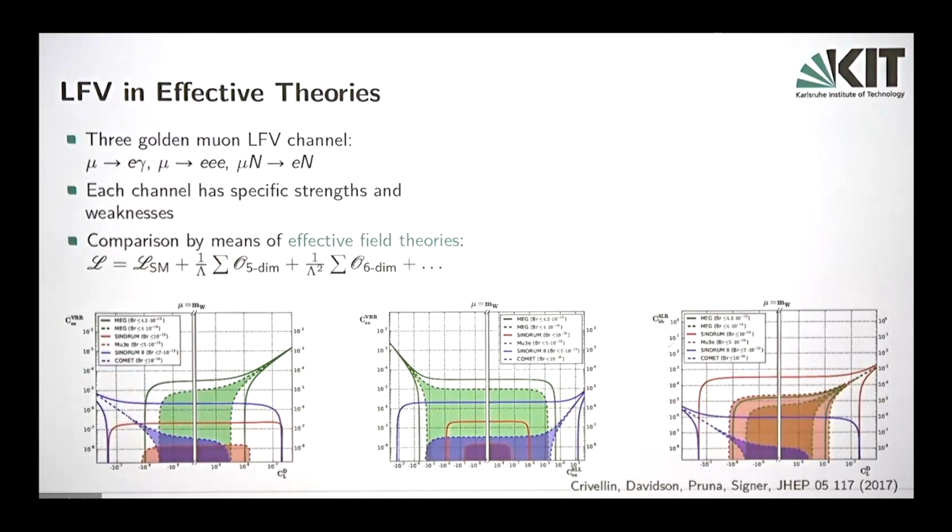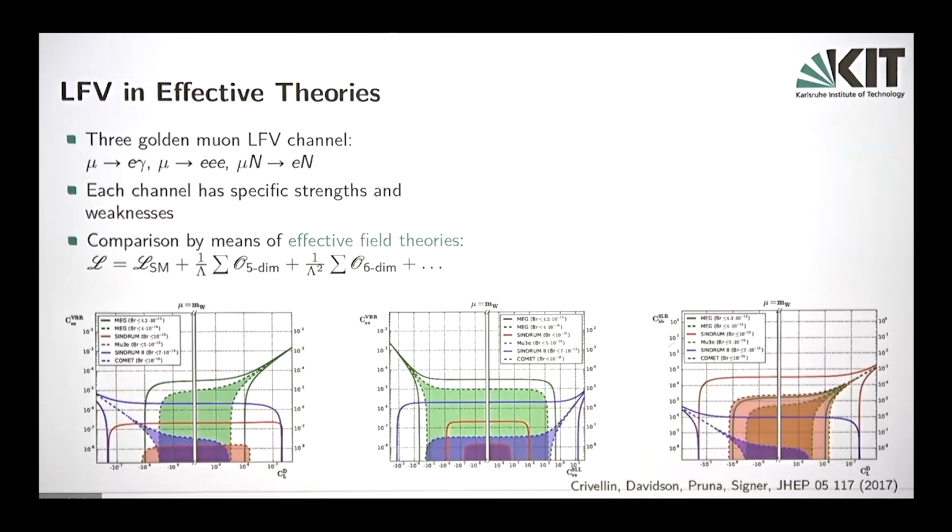So we have seen already a lot of EFTs in muon LFV. Of course, we have to do all the 3 golden channels because each channel has specific strengths and weaknesses. And the easiest way to compare them is in effective theories. As we are a PSI-based experiment, we like the plots of our PSI theory colleagues. You can have a look at their paper.